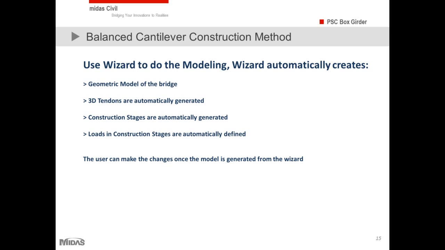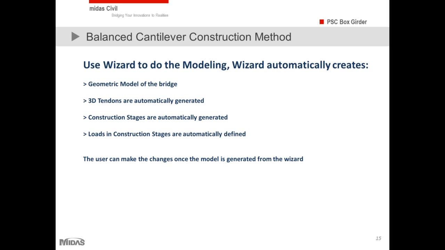Based on the parameters that you define in the wizard, it will automatically generate the bridge model for you. It generates the 3D tendons automatically, so you don't have to manually define the tendons at individual locations. Midas Civil will automatically define the 3D tendons for you. The construction stages are automatically generated, so you don't have to manually define each construction stage. We know that these are typical construction stages, but the program doesn't. The Wizard is intelligent enough to know what the construction stages should be, and thus it automatically defines the different construction stages you need in the model.